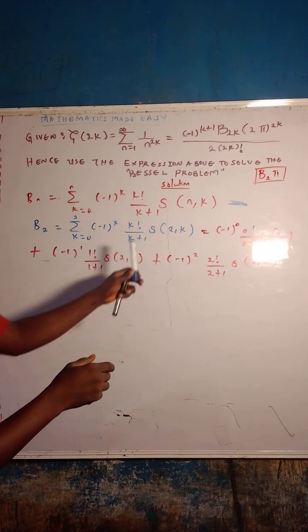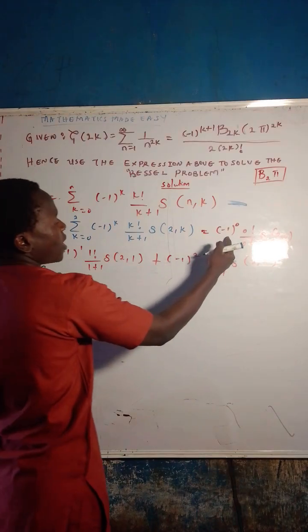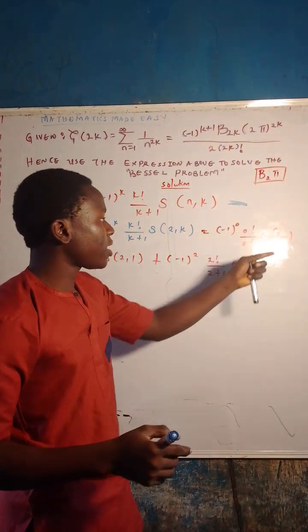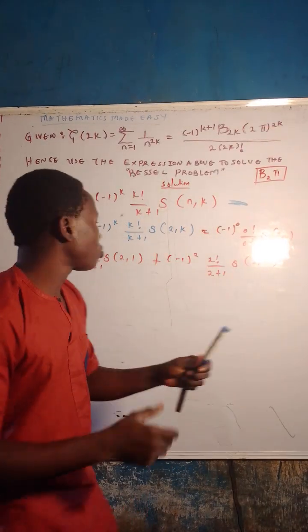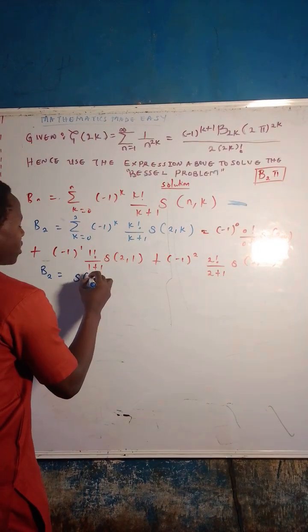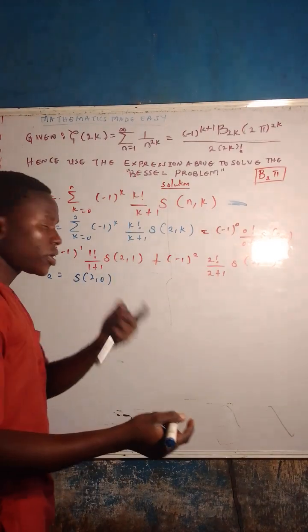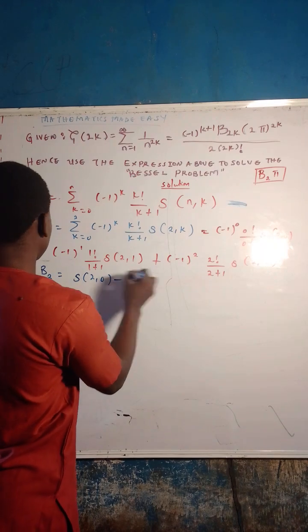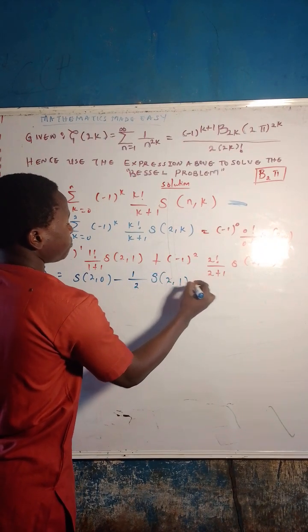Okay, so if you simplify this completely, we're going to have B of 2 equals, so (-1) raised to the power of 0 should give us 1. And 0 factorial, that is 1. 0 plus 1, that is 1. So 1 multiplied by S(2, 0). Then (-1) raised to the power of 1 will give us negative 1. So we have minus 1 factorial, that is 1, over 1 plus 1, which is 2. Then multiplied by S(2, 1).